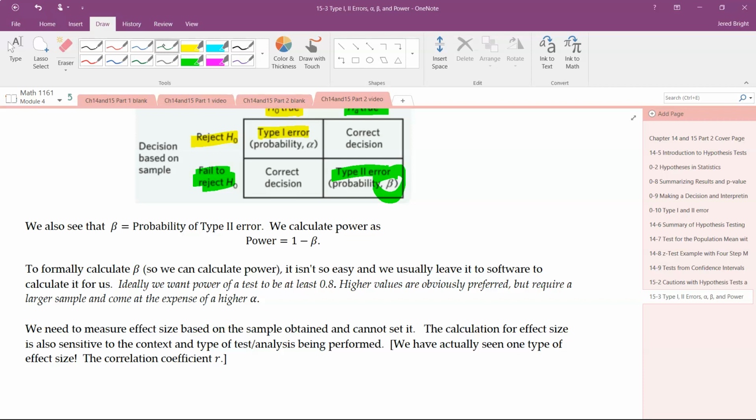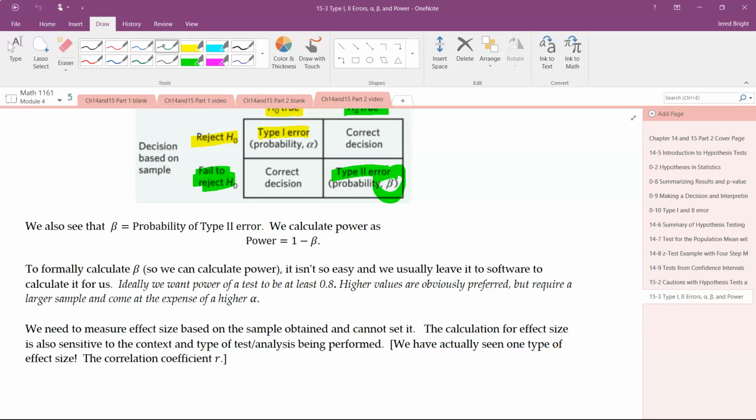You will have a question in your homework assignment where you use an applet, and that will calculate power for you. So at least you have an idea of what you could do to calculate power. Ideally, when we think about this power number, we want it to be about 0.8. It could be higher, but typically when we have higher powers, we have to have a very large sample size.